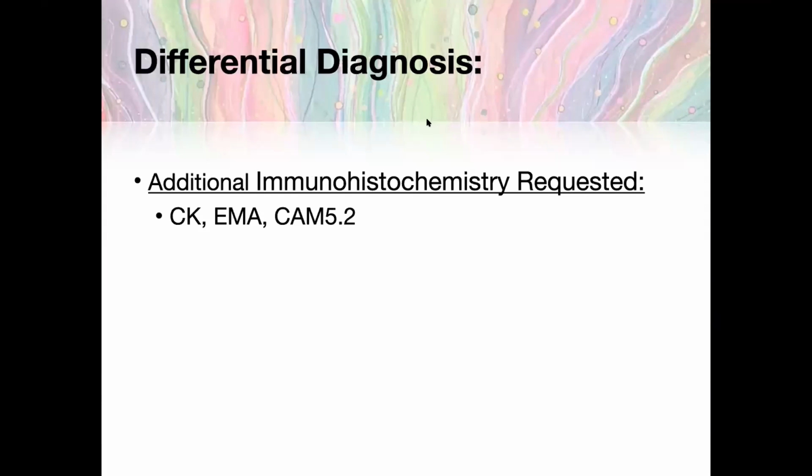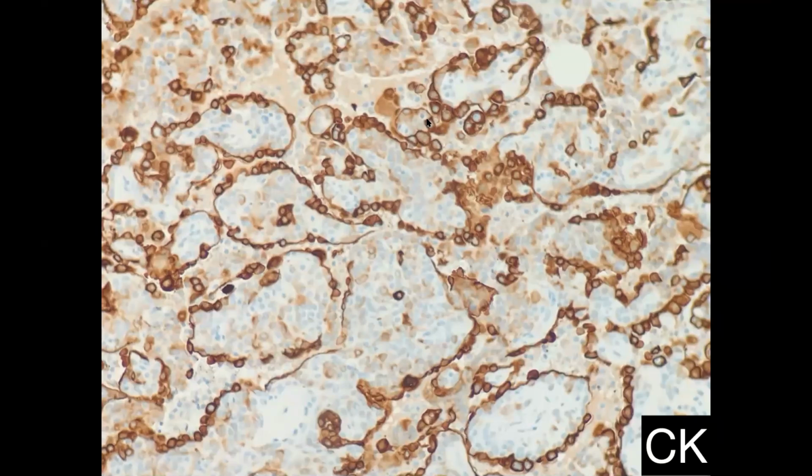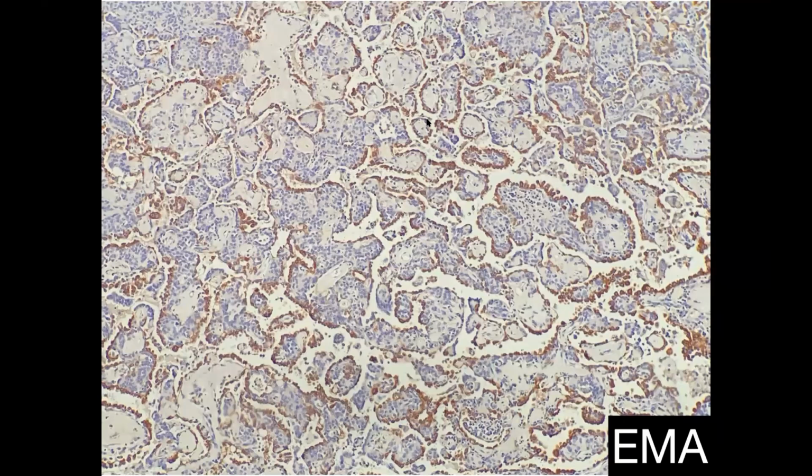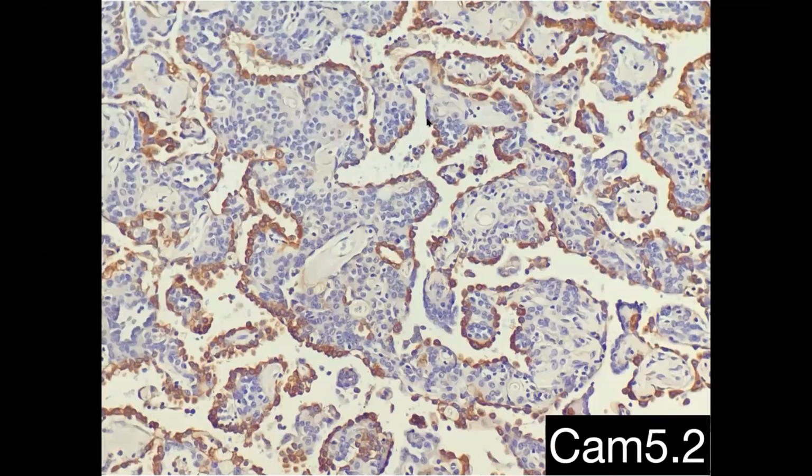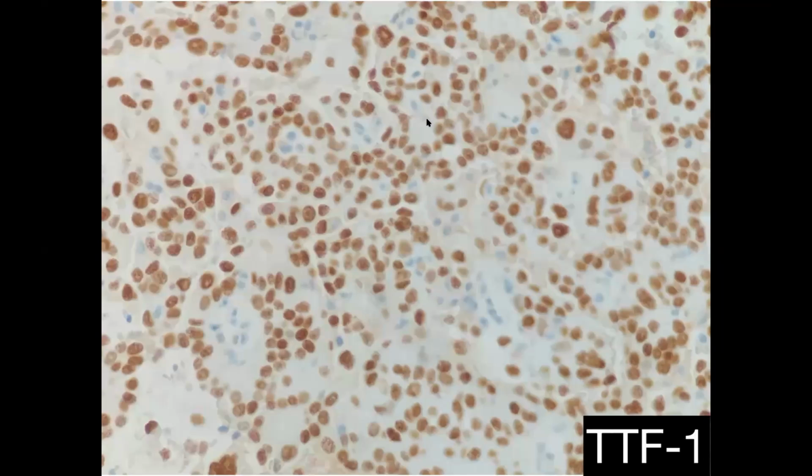So at this point, we had a diagnosis in mind, but requested CK, EMA, and CAM 5.2 to strengthen the diagnosis. The surface cells were diffusely positive for CK, and stromal round cells were only focally and weakly positive. The surface cells were diffusely positive for EMA, and stromal round cells were only focally and weakly positive. The surface cells were diffusely positive for CAM 5.2, and the round cells are negative. TTF1 appeared to stain both populations.